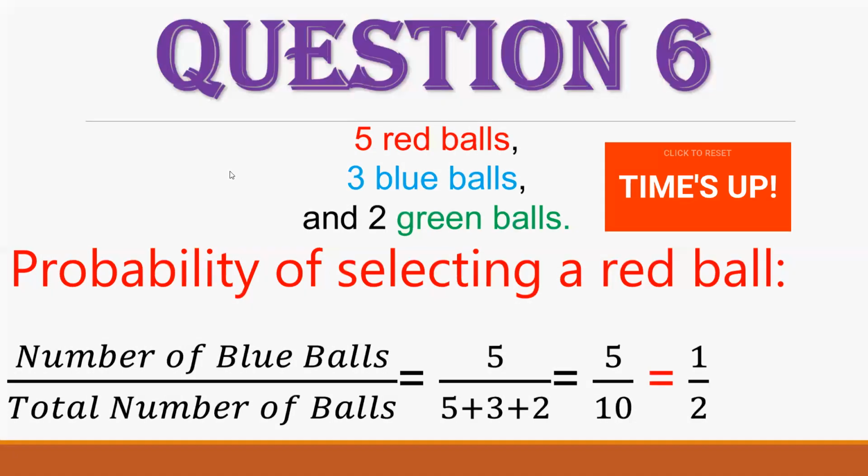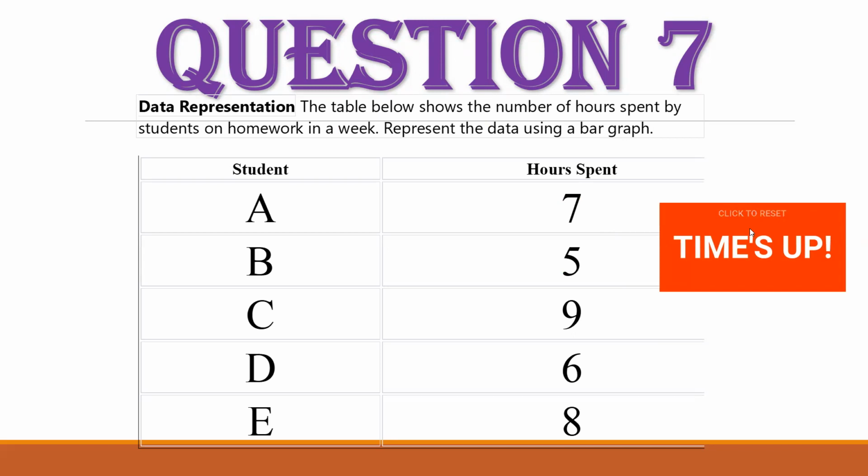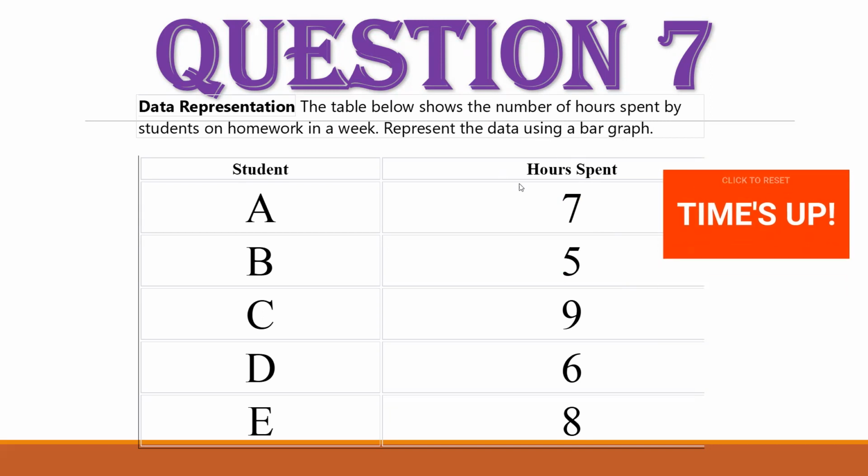Let's continue with the next question. Oh, graph question. Okay, statistics. Of course, we need graph. So this is a table. They said draw the data, but which graph? Bar graph. Okay, using this information, students study homework, weekly homework. Student A spends 7 hours, student B 5 hours, and 9 hours, and you have a table here.